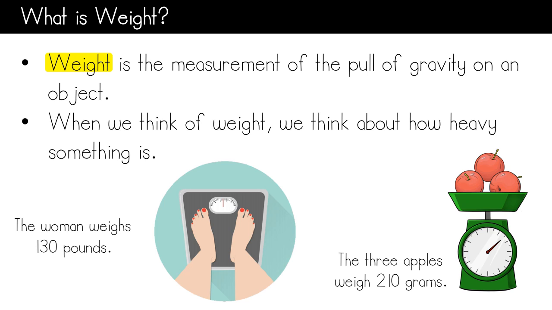What is weight? Weight is the measurement of the pull of gravity on an object. When we think of weight, we think about how heavy something is. The woman weighs 130 pounds. The 3 apples weigh 210 grams. And in this example, we have pounds and grams.